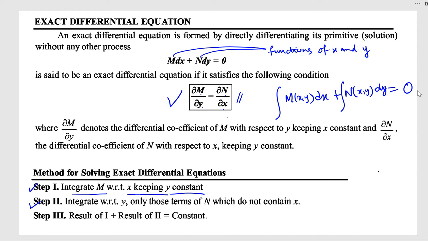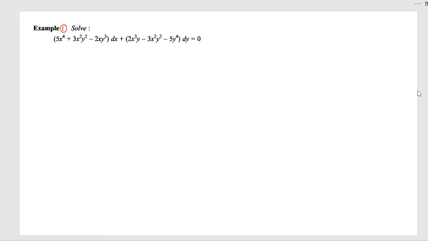And then integrate with respect to y only the terms of N which do not contain x. And then step 1 and step 2 results are added. We make it a constant, so integrating constant. So this is our working rule.